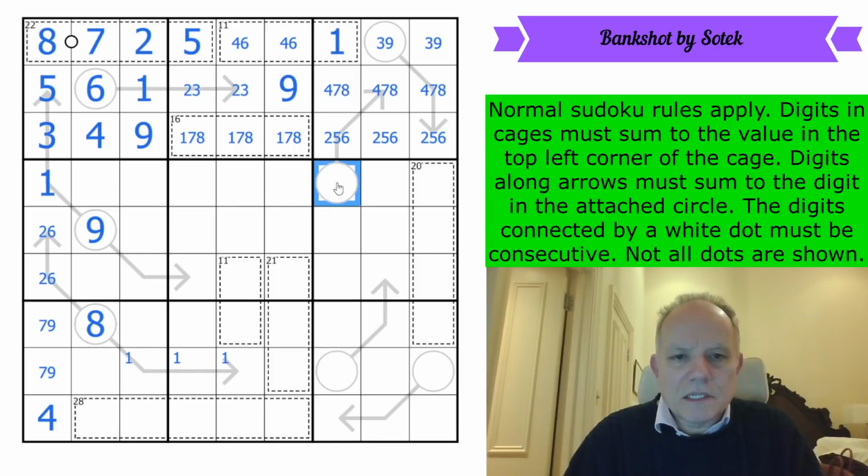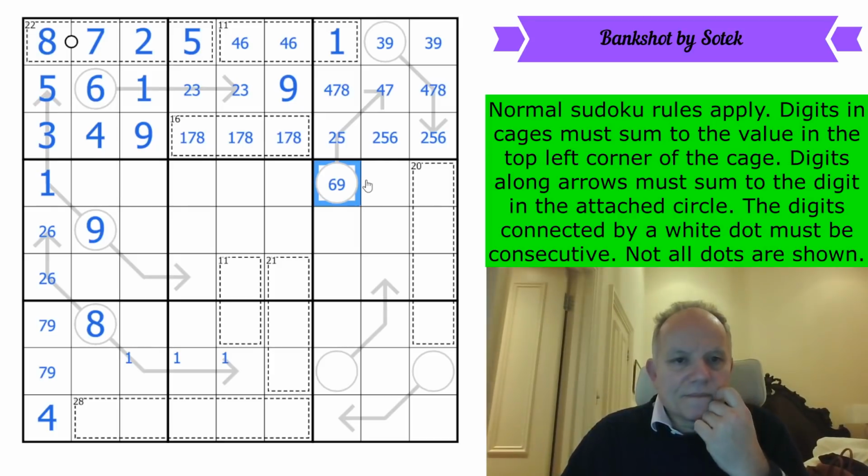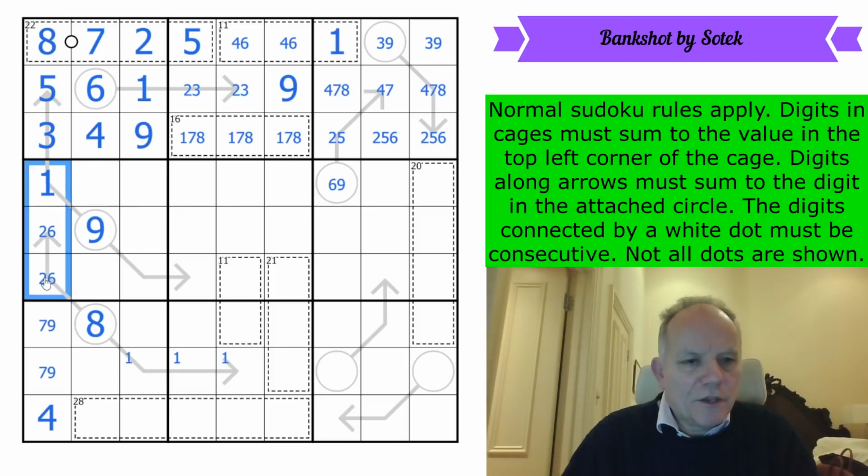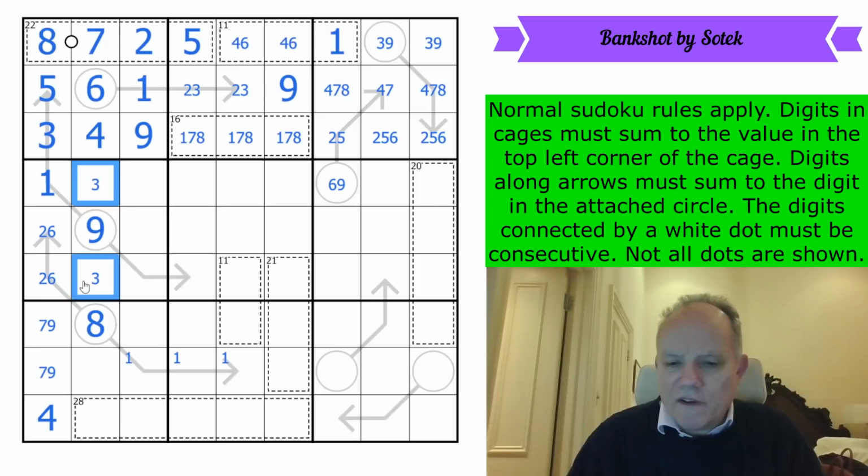Now this circle and arrow gets interesting. This can't be an 8 because the minimum would be 10. This can't be a 6 because the minimum would be 10. So it's either 7 and 2, 4 and 5, they both give 9, but it could be 4 and 2 making 6. There's a 1, 2 pair used in this box already, so that's a 3, 5 pair.